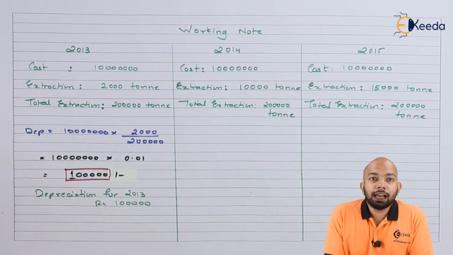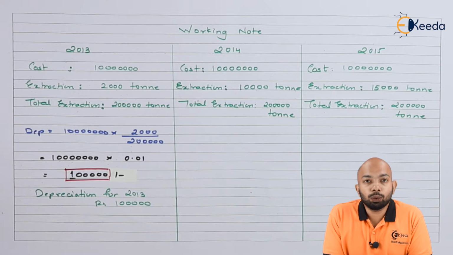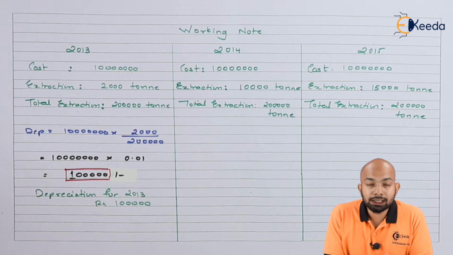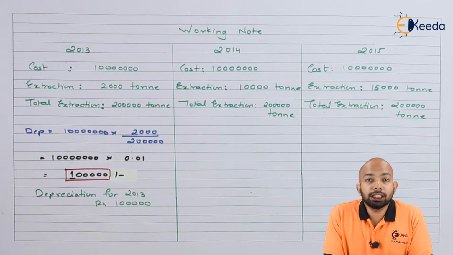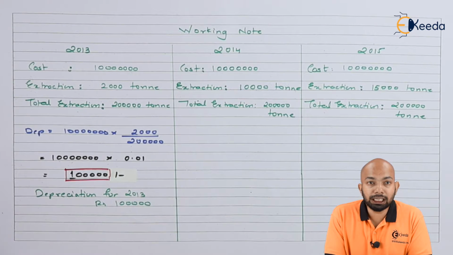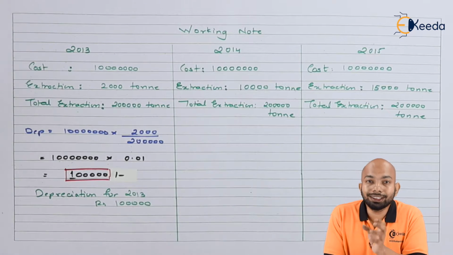So if you can see, we have calculated the working for the first year, that is 2013. The cost of that asset or that quarry is 1 crore rupees. The extraction done in 2013 is 2000 ton, and the total extraction capacity is 2 lakh ton itself. So the depreciation amount for the first year, that is 2013, will be total cost, that is 1 crore multiplied by 2000 divided by 2 lakh.